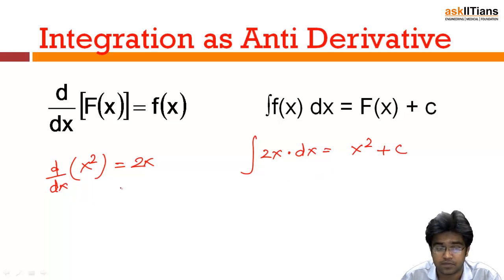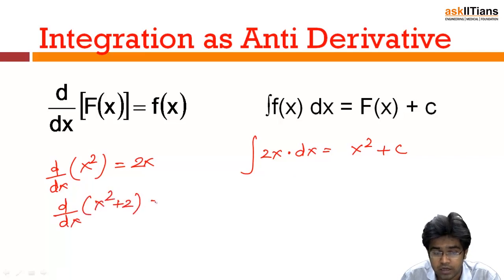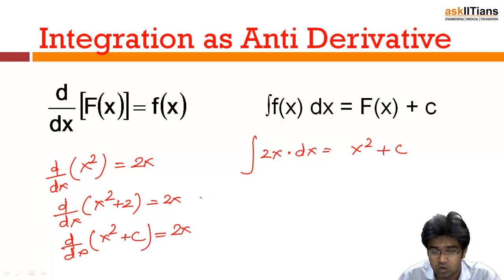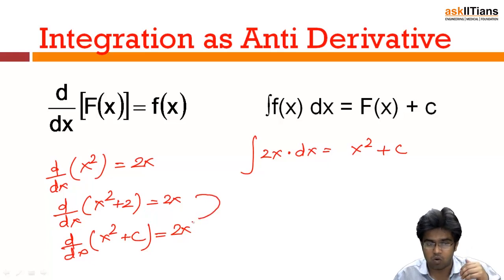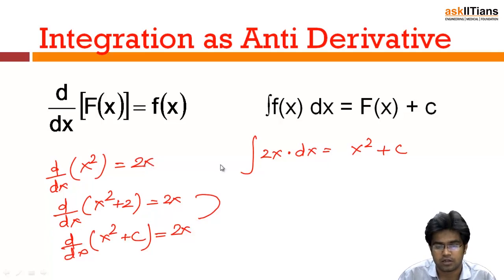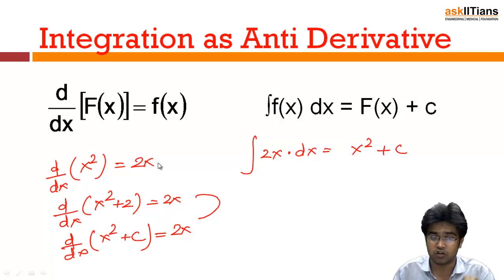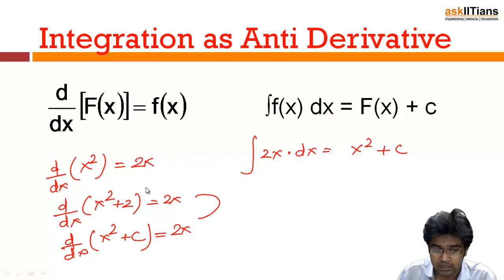Why is there a constant c? D by dx of x square plus 2 is also 2x. D by dx of x square plus any constant number c is also 2x. So why is there a difference? Suppose I gave you this 2x only, then you would say it is the differentiation of x square. But you cannot tell which function has the differentiation 2x. That means if you are integrating 2x, there can be infinite possibilities.